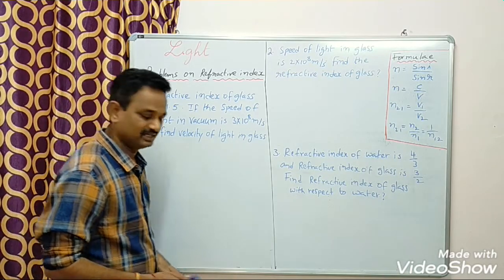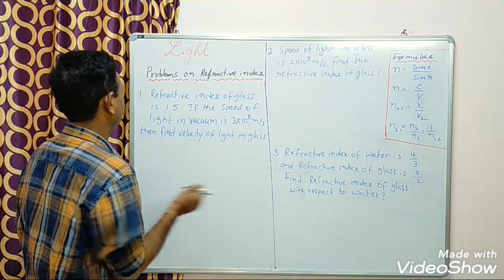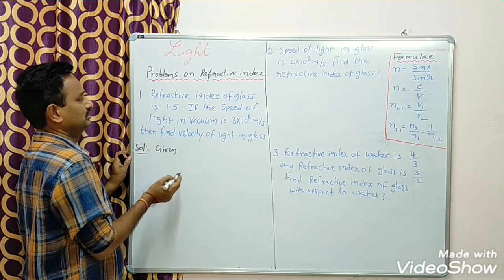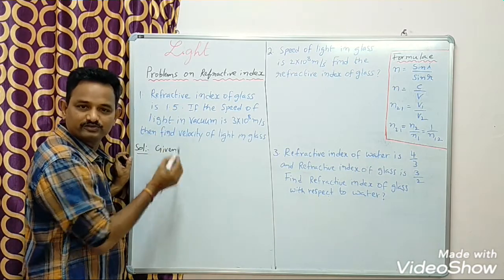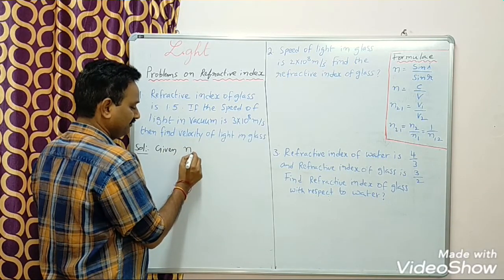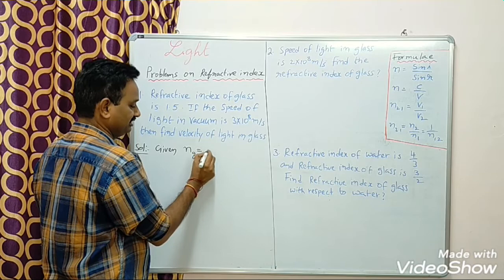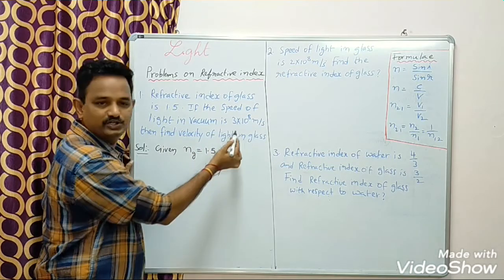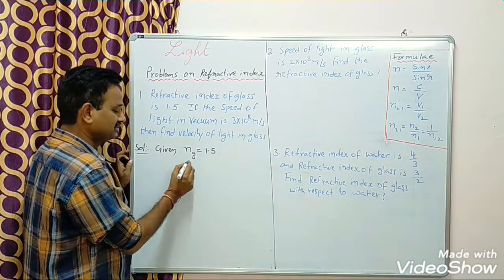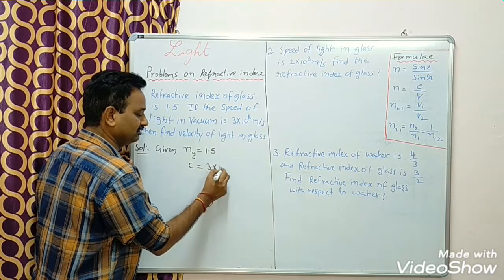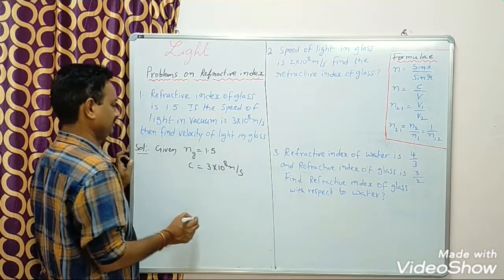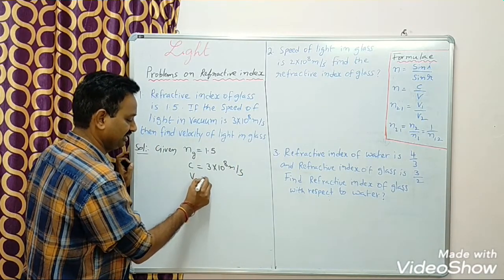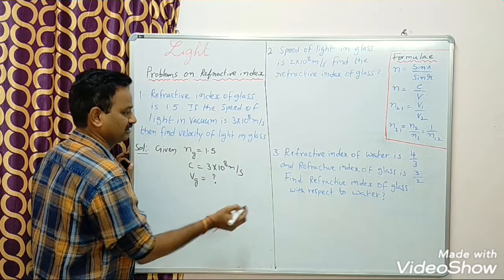First we will write given data. Given: refractive index of glass is 1.5. That is, refractive index of glass n suffix g equal to 1.5. If the speed of light in vacuum is 3 into 10 power 8 meter per second, that means c equal to 3 into 10 power 8 meter per second. Then find velocity of light in glass. Velocity of light in glass is equal to question mark.